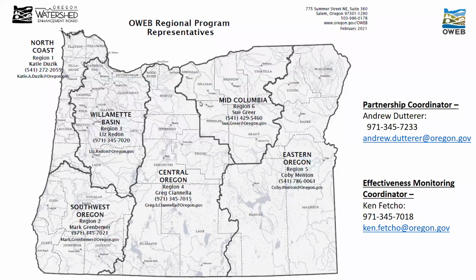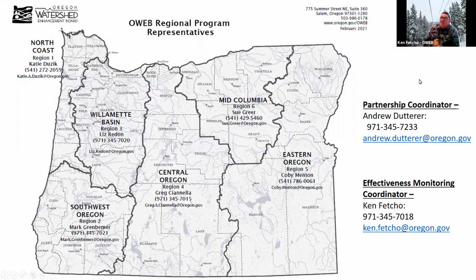So what I thought I'd do is just pull this up. This is our OWEB regional map. As most of you know, we divide the state into 6 regions, and we have a program representative for each region. And they have updated contact information on there now. Some of us just recently got new phone numbers, and so I wanted to go through the regions to give OWEB staff an opportunity to introduce themselves. So I thought I'd start with Region 1 and go through Region 6. And I see Katie turned on her camera. Katie, would you mind introducing yourself, please?